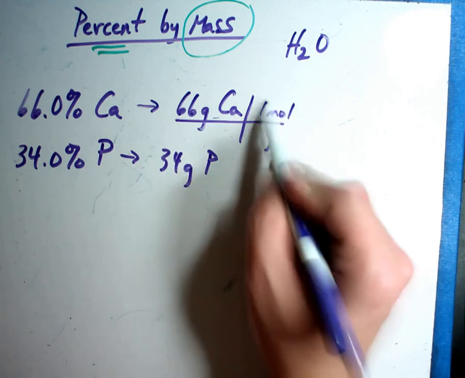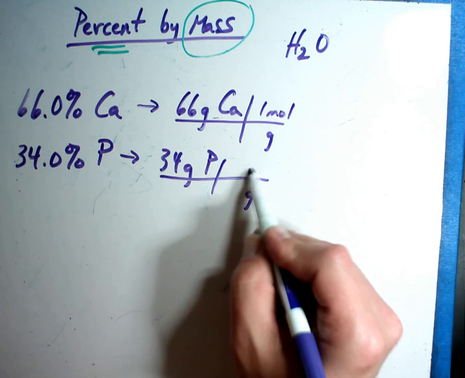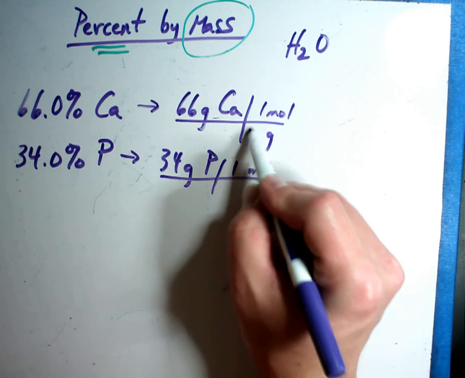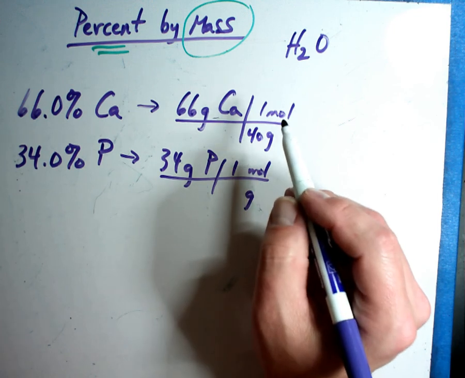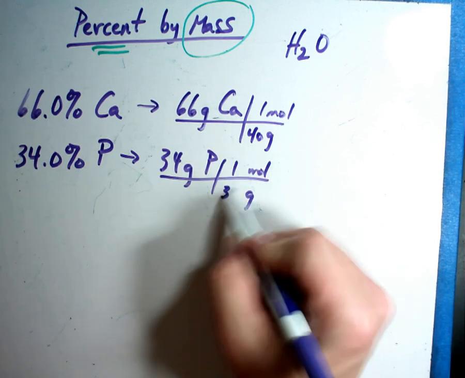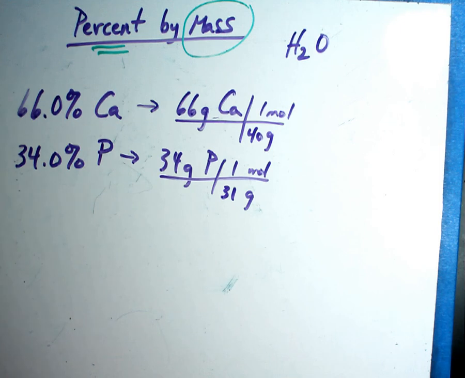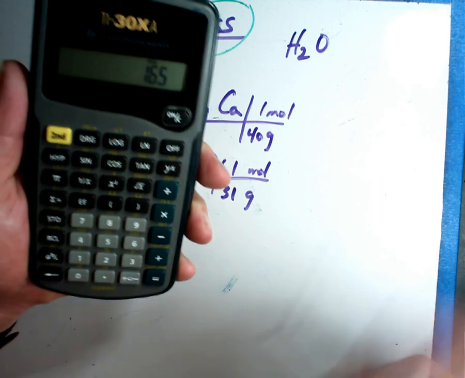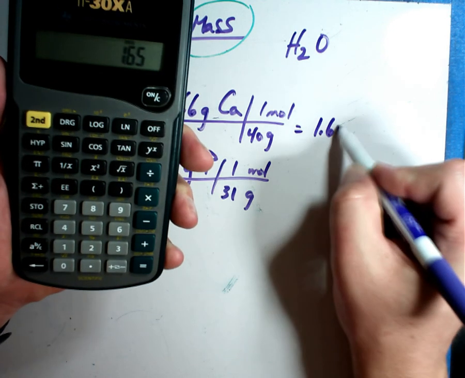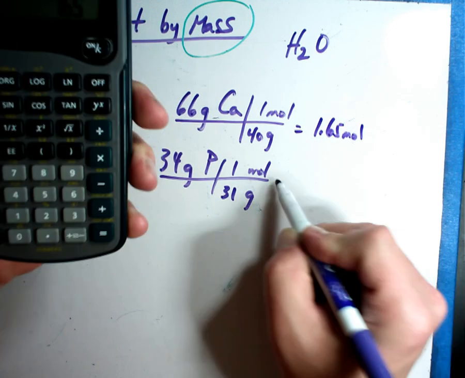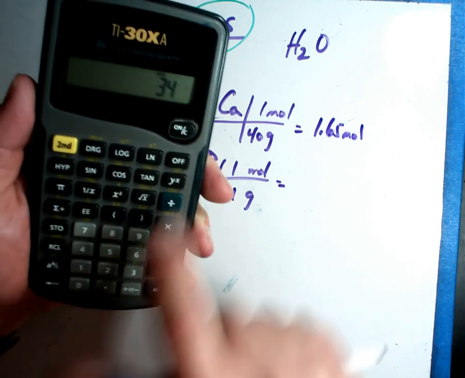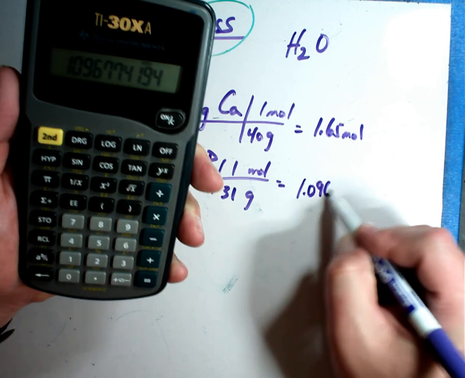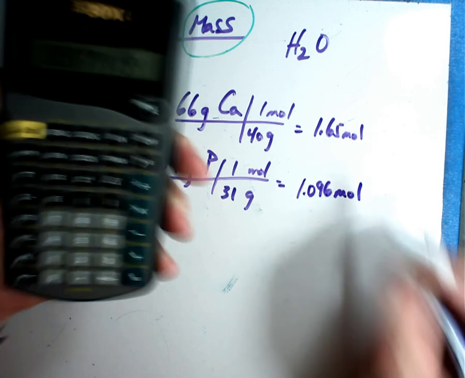Gram to mole, 1 mole. Gram to mole, 1 mole. So I'm going to have to use my chart. Calcium, as I look it up, is a 40. Phosphorus, when I look it up, is a 31. Now again, I'm using whole numbers, but it works fine. 66 divided by 40 is 1.65 mole. And 34 divided by 31 is 1.096. And I try to carry a couple of decimals to make my life a little bit easier.